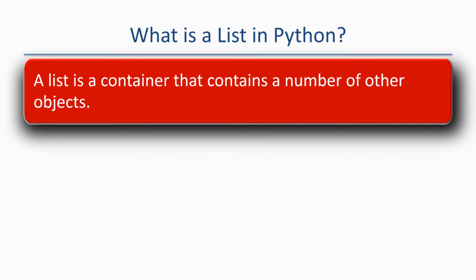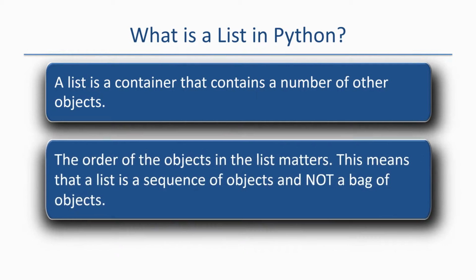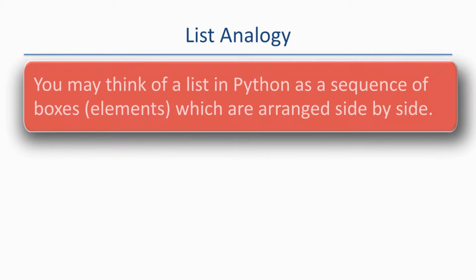A list in Python has the same concept as a list in everyday life. For example, when you make a to-do list for yourself, you take a piece of paper and you add action items to your list. And of course, your piece of paper is the container which holds your action items. The order of the objects in your list matters. This means that a list is a sequence of objects and not a bag of objects.